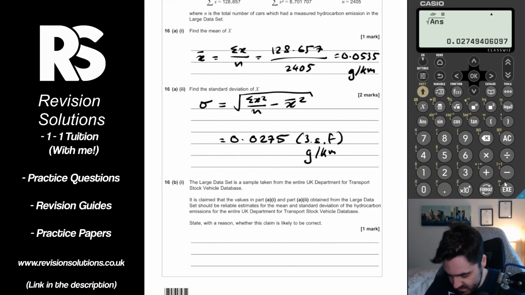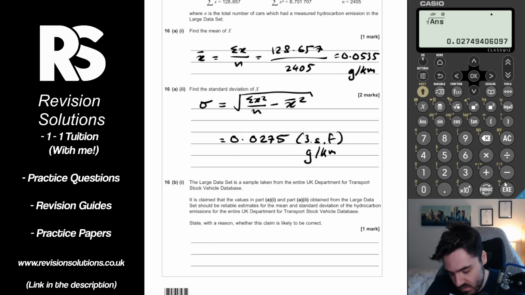Then it says the large data set is a sample taken from the entire UK Department for Transport Stock Vehicle Database. It is claimed that the values in Part A, Part 1 and A, Part 2 obtained from the large data set should be reliable estimates for the mean standard deviation of hydrocarbon emissions for the entire UK Department for Transport Stock Vehicle Database. State with a reason whether this claim is to be correct.